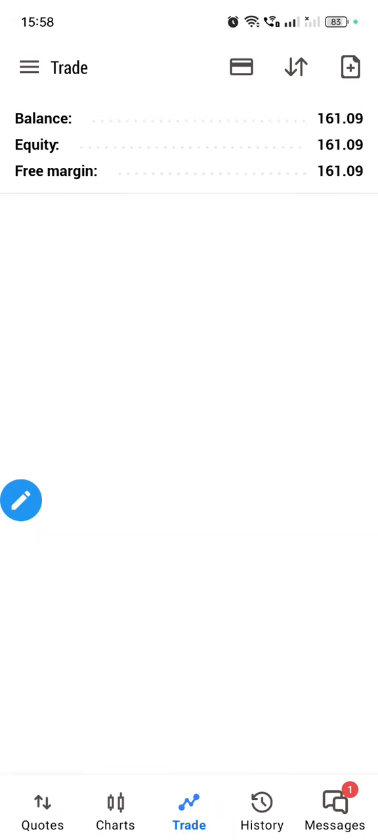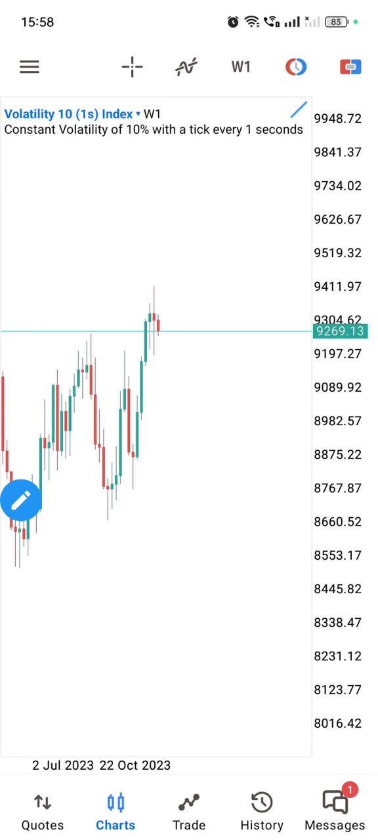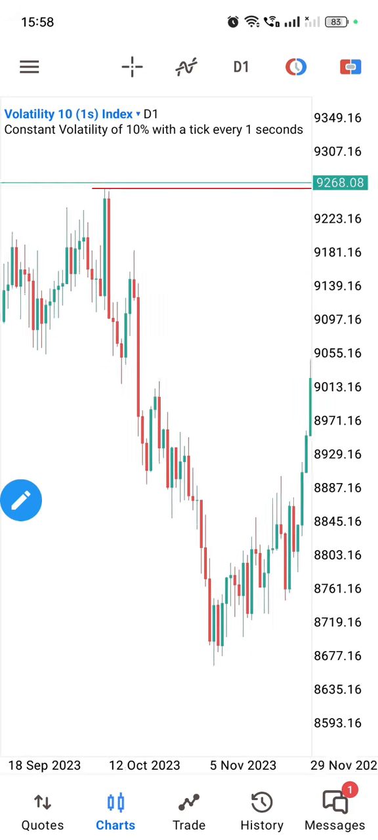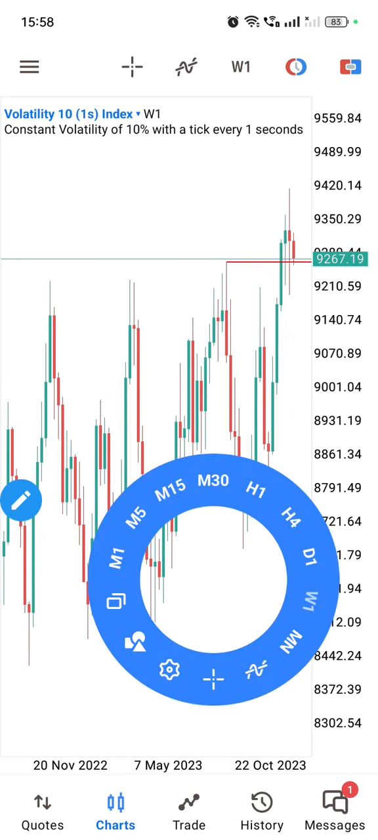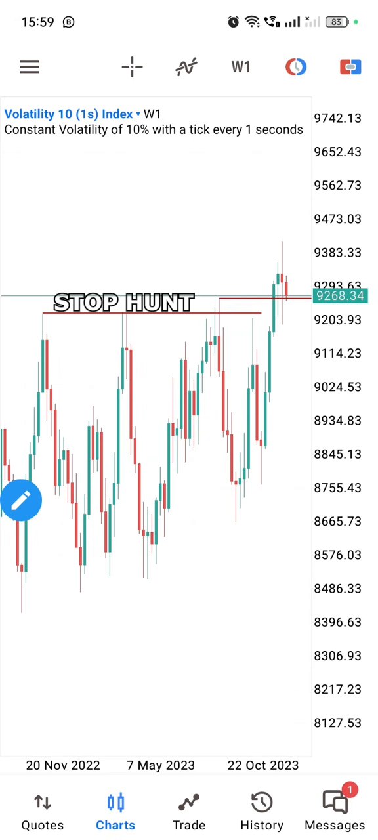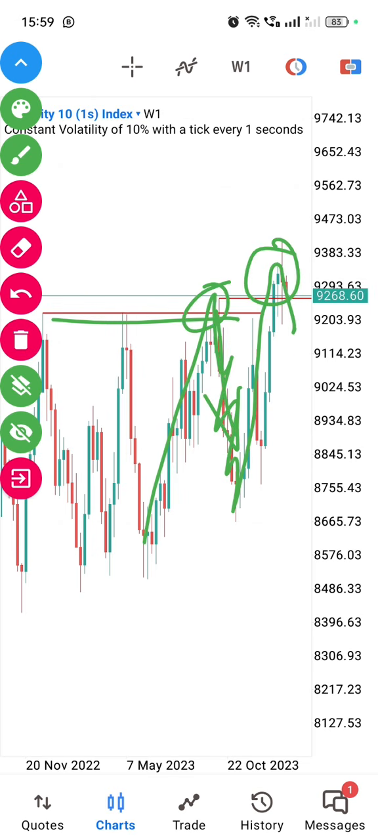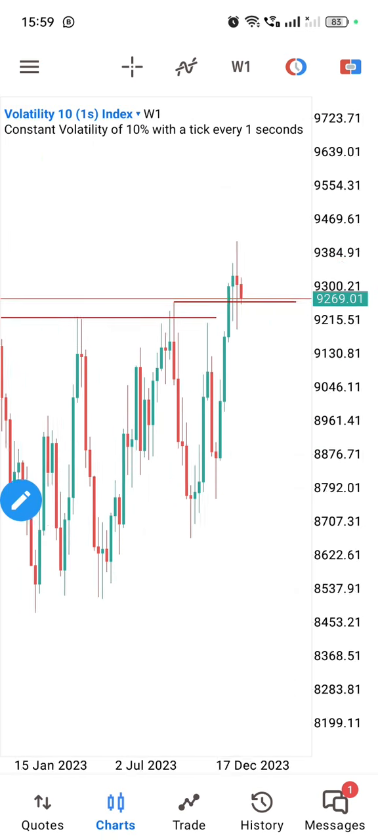So the next trade I saw was on VIX 10S, and on the weekly chart, price made that stop hunt. So I want you to notice what it did before on your left when it created that same stop hunt. You can notice that stop hunt, price went up and wiped the stops above there and fell back inside the range. So we expect price to also fall back inside the swing or the range right now, because it has created a stop hunt, isn't it?